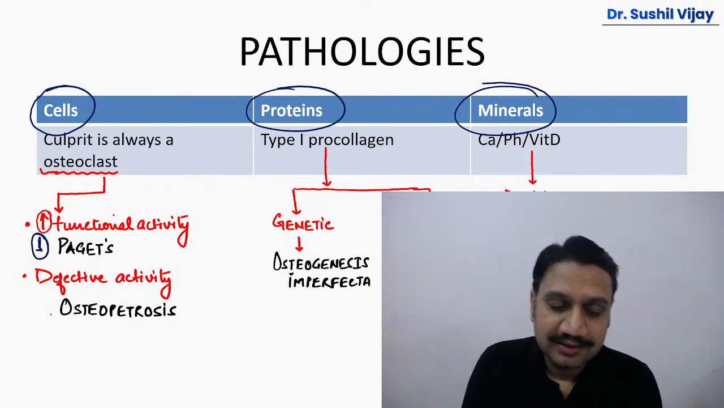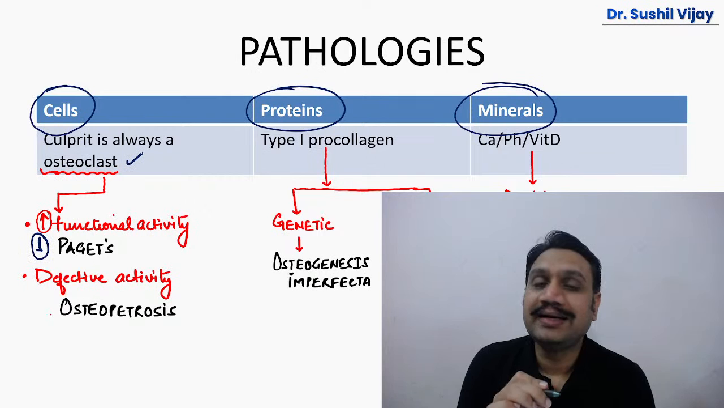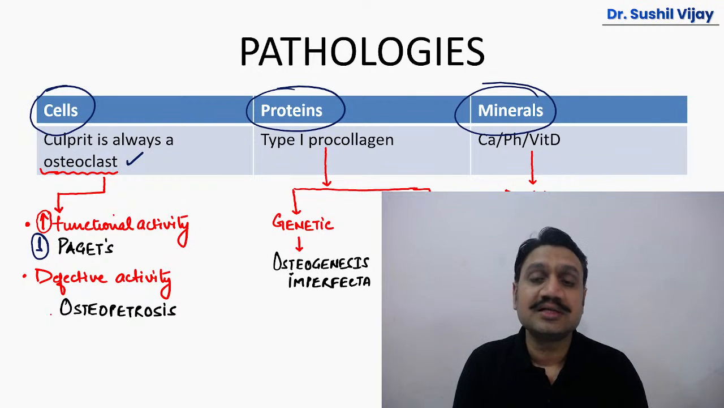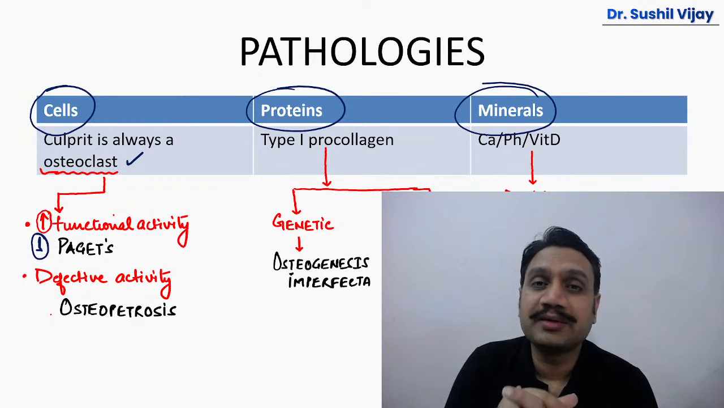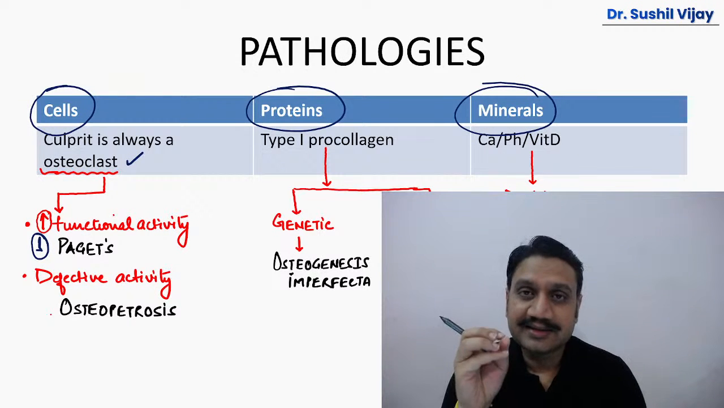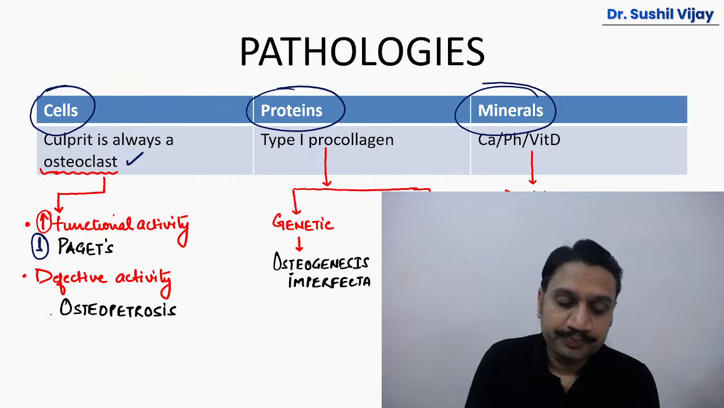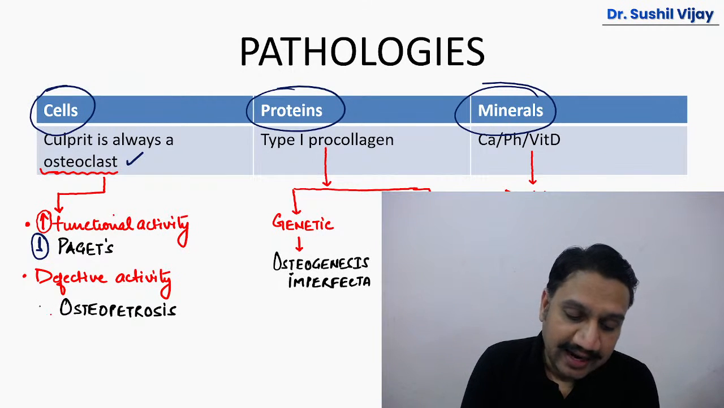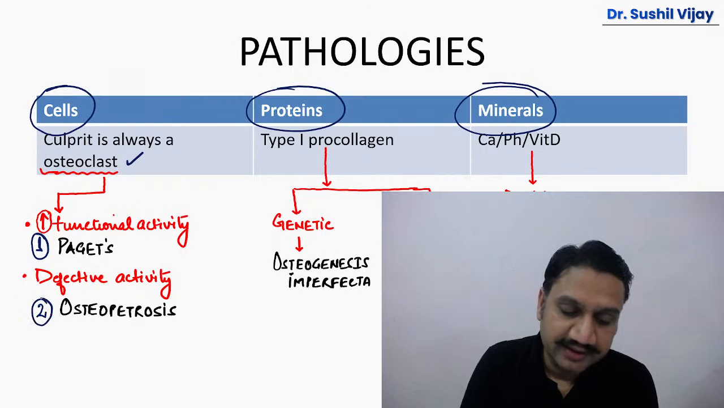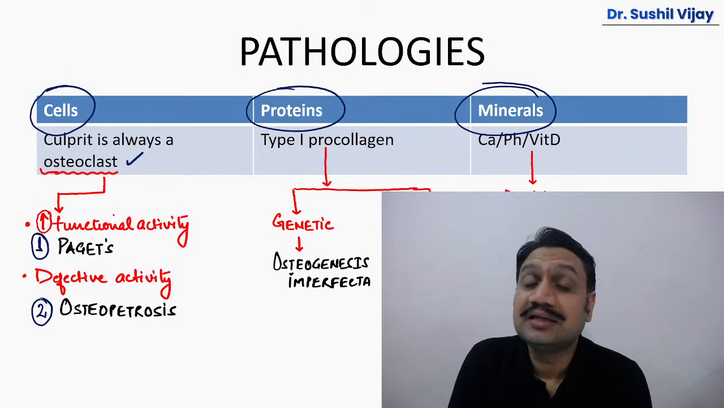Who is the culprit? The culprit is always an osteoclast, because the clast is a cell coming from the monocyte-macrophage family, isn't it? And this cell, if it is working more, trying to resorb the bone more, is seen in a condition called Paget's. And if the osteoclast is not working, then it is called osteopetrosis, the marble bone disease.